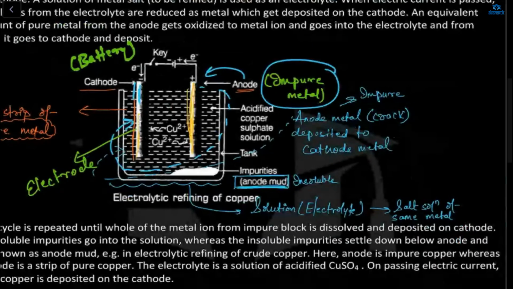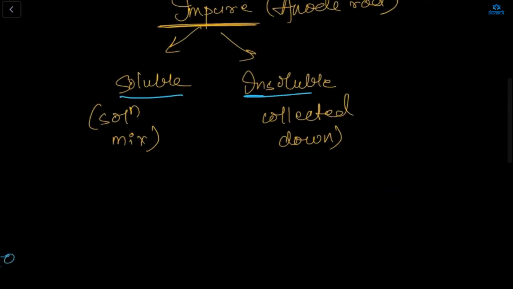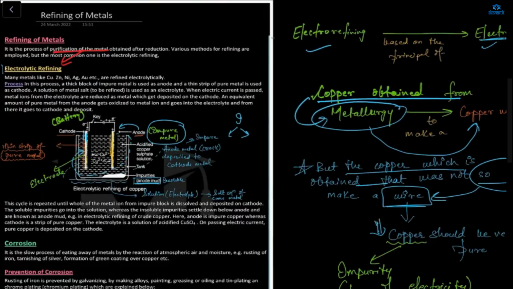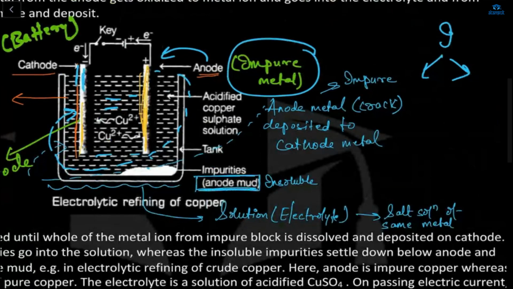And what will happen? The impurities are divided into two types. First is soluble, and the second one is insoluble. Soluble means which is mixed with your solution, and insoluble means that it is collected somewhere. Now here, the soluble part is mixed with this salt solution of copper metal.